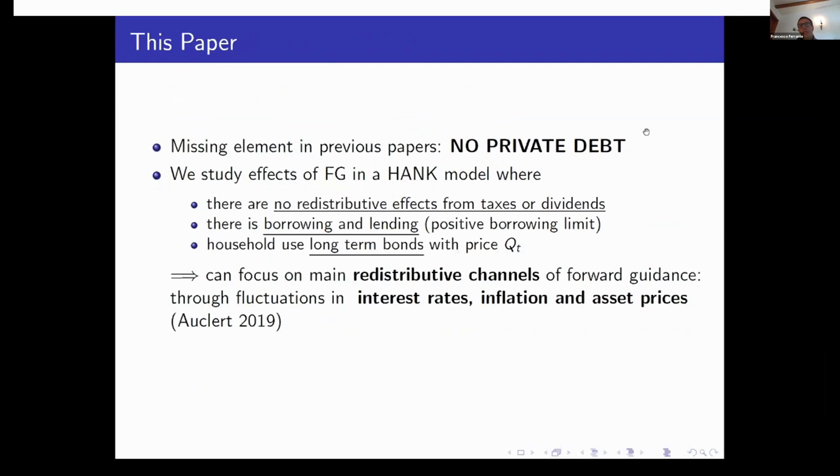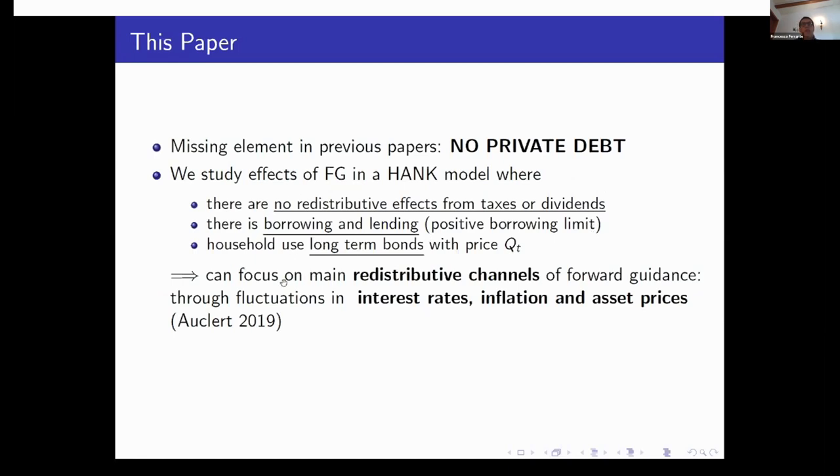So these are all models where there is a borrowing constraint, but the debt limit is set at zero. So the borrowing constraint means that a household cannot borrow. What we do is look at the effects of forward guidance in a HANK model where there are no redistributive effects of taxes or dividends. We kill all these confounding forces. We introduce borrowing and lending, by allowing for a positive borrowing limit, and also we introduce long-term bonds.